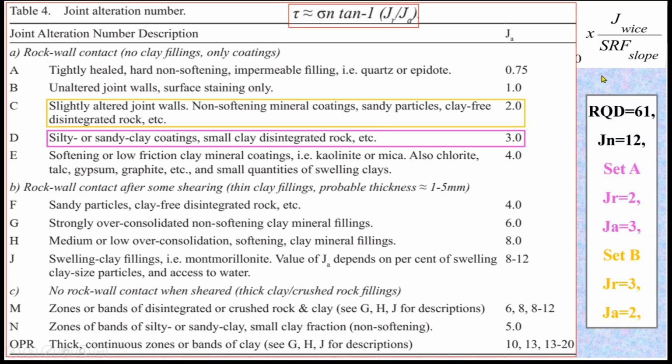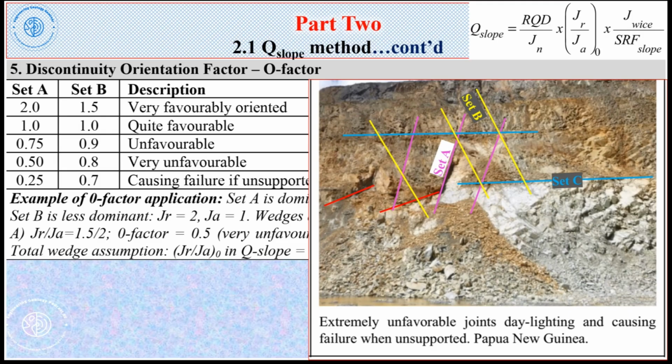So now we have already determined RQD 61 and joint set number 12. For joint set A, joint roughness was 2 and joint alteration is 3. For set B, joint roughness is 3 and joint alteration is 2. The next thing we have to do is go to the formula. When you come to the Q-slope formula here, joint roughness over joint alteration will be multiplied with the orientation factor. Therefore, we have to determine the discontinuity orientation factor, the O factor.